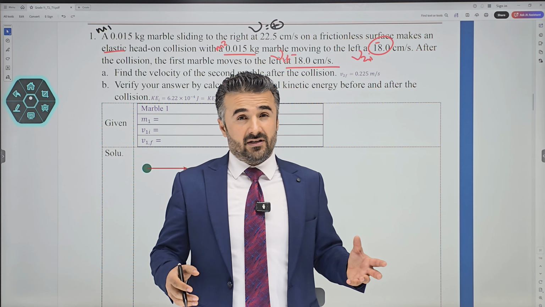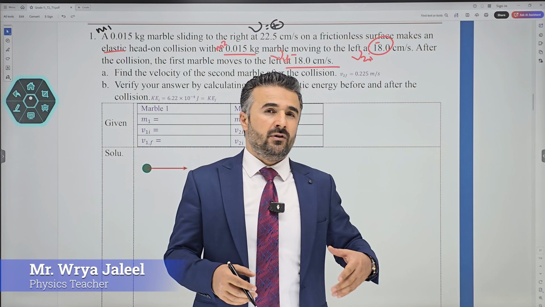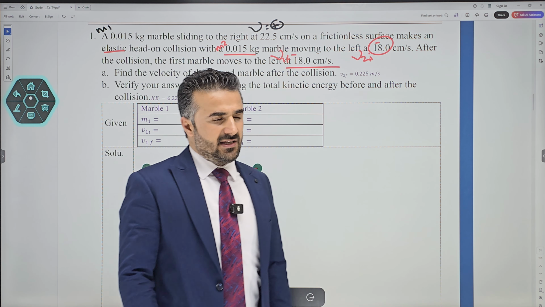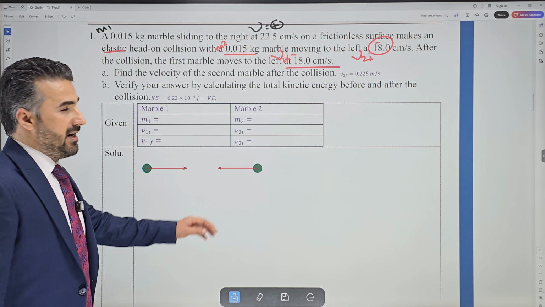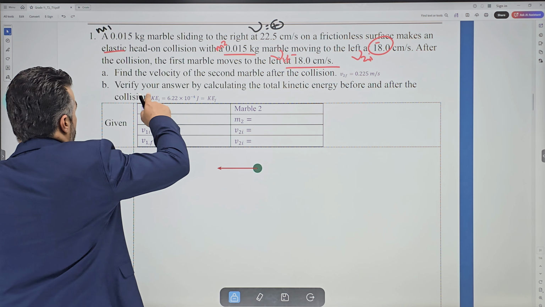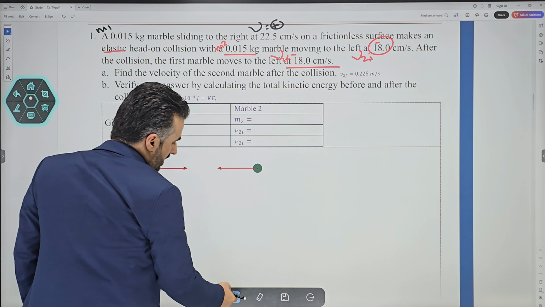Because you're going to find the final velocity, that is also going to be in centimeter per second. That'll be the first part. The second part says verify your answer. So we could just do that.